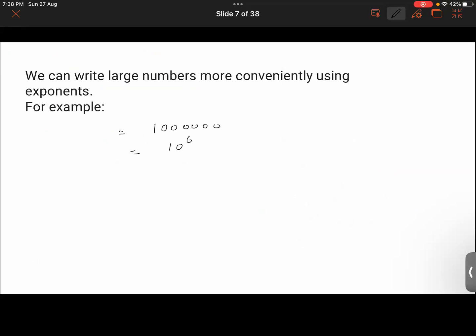You have numbers like, let's say, 1331, right? We can shorten it and write it like this: 11 raised to the power 3. Or 125. It is quite easy to read this, but if you have bigger numbers, we can shorten it and write it in the form of exponents.